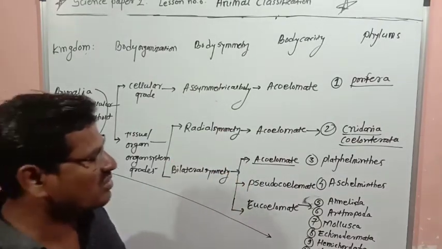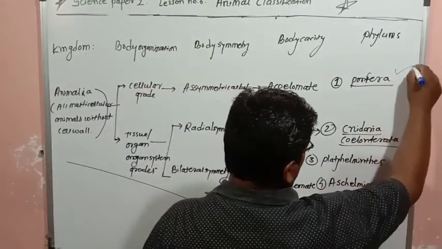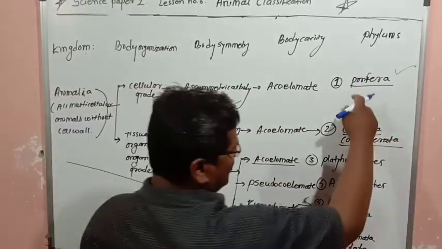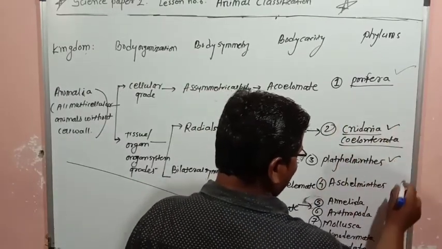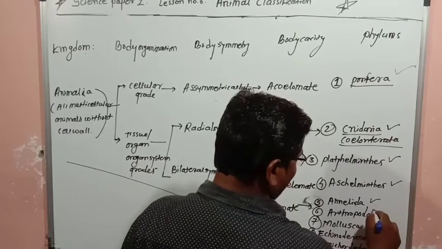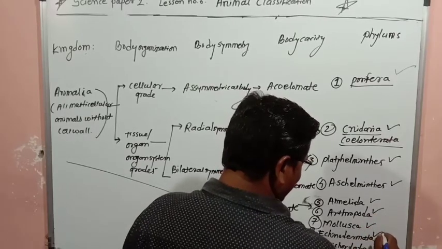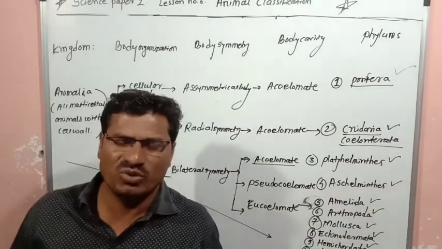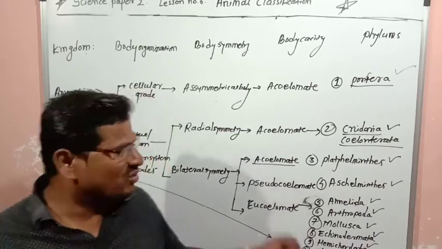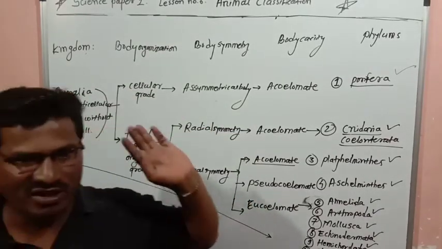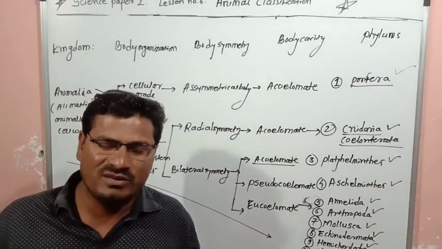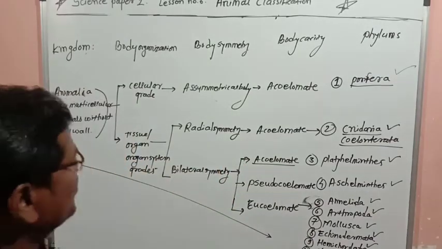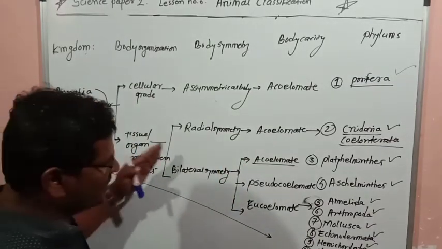Now after this we are going to study these phyla one by one, their characteristics and examples: Porifera, Cnidaria, Platyhelminthes, Aschelminthes, Annelida, Arthropoda, Mollusca, Echinodermata, Hemichordata, and Chordata. These 10 phyla we are going to study one by one. First of all, the first phylum is Porifera, and we'll study characteristics and examples of Porifera.